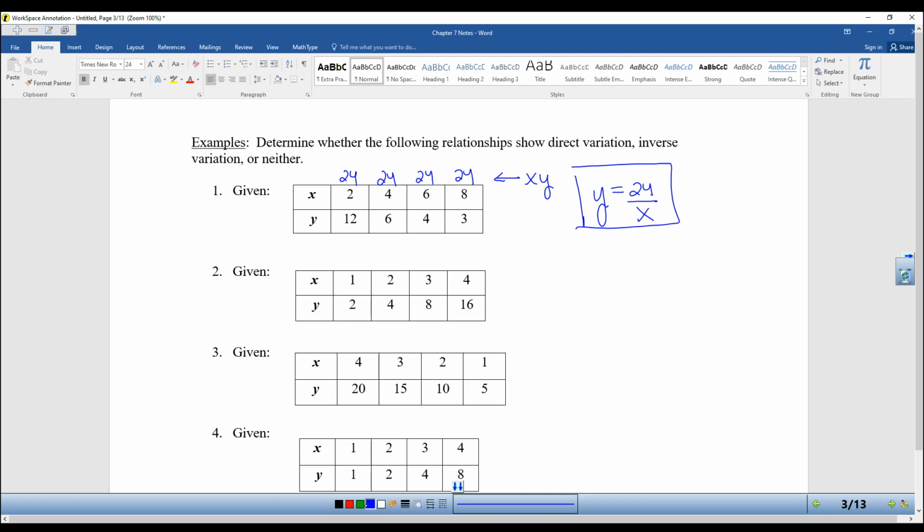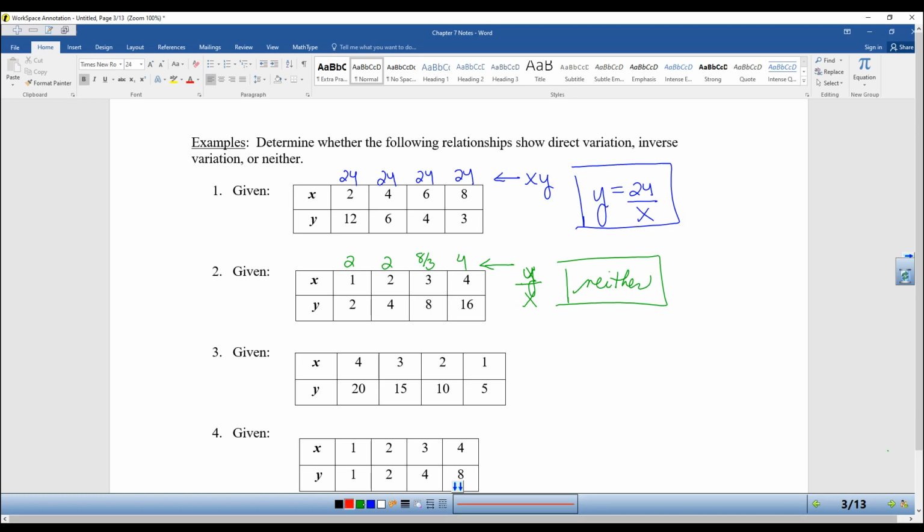I look at the next one, number 2, and I see that x is going up and y is going up. So it can't be inverse variation, but I can look at direct variation. And this is y divided by x is always going to give me the same number. So 2 divided by 1, 4 divided by 2. This one's looking good. Oh, 8 divided by 3. And then 16 divided by 4. So yes, x is going up and y is going up, but not at the same rate. So I already knew it wasn't inverse variation, and now I know it's not direct variation either. So it's neither.